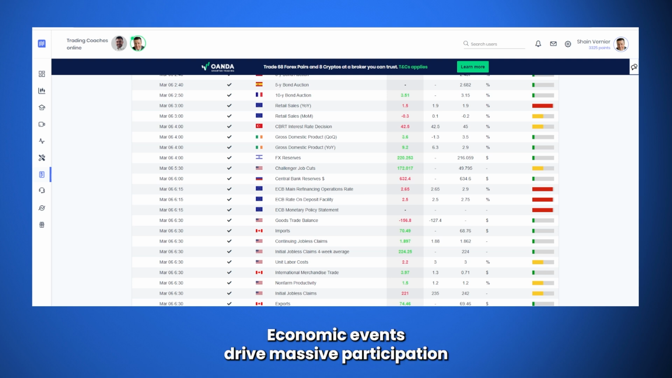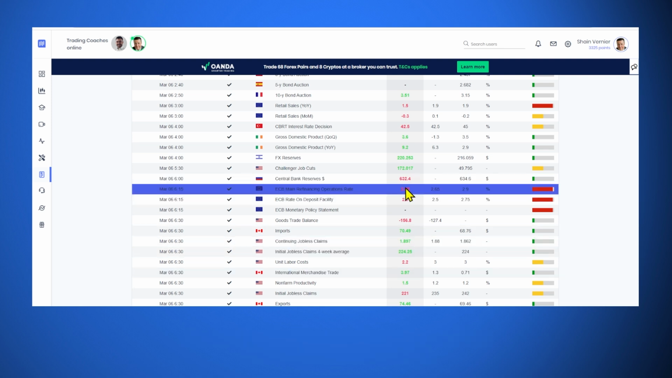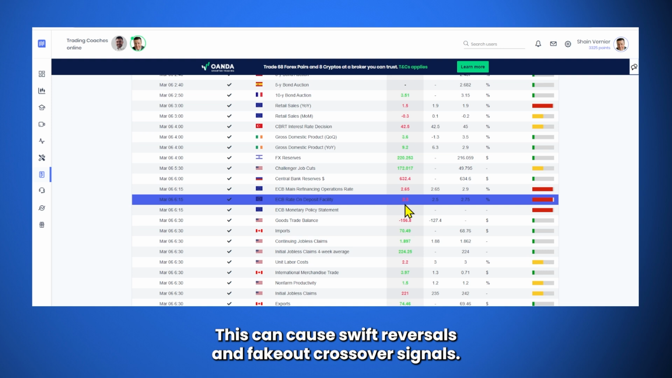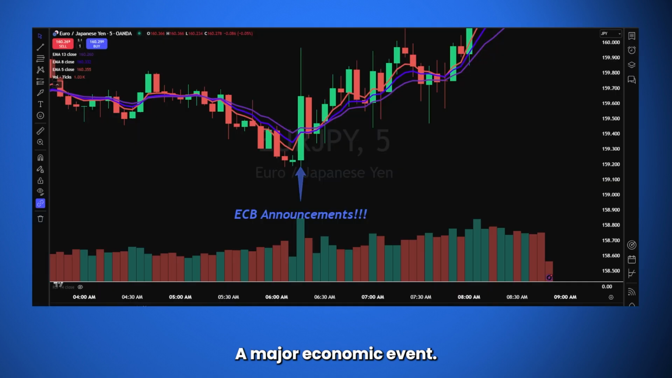Economic events drive massive participation in traded volumes to the markets. Accordingly, the ensuing price action is wildly unpredictable. This can cause swift reversals and fake out crossover signals. Now, as you can see, we have the ECB interest rate decision. That is a red letter event, a major economic event.